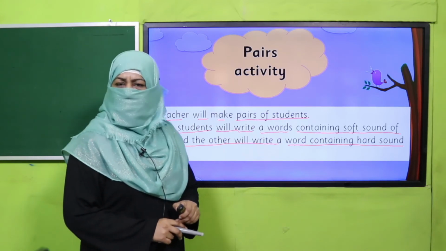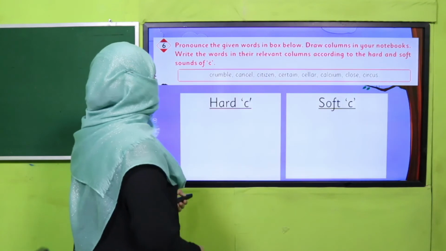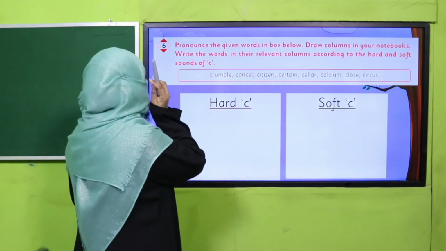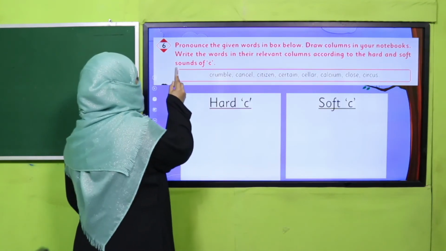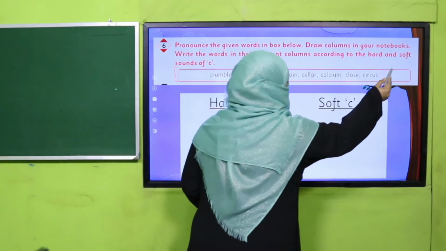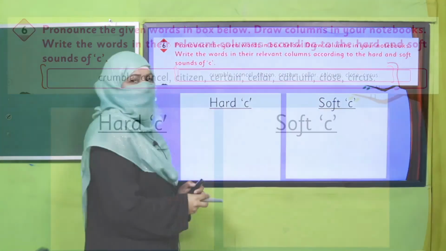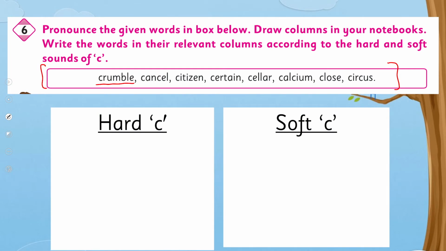Yes, my dear children, are you done with it? Good job. It's time to practice from your book. Here is a word bank given and there are mixed words of soft and hard C. You have to read the word. If it is containing a hard C sound, you will make 2 columns in your notebook. You will write it in hard C, and if it is soft, you will write it in soft C. Okay, so all of you pause the video and complete this activity.